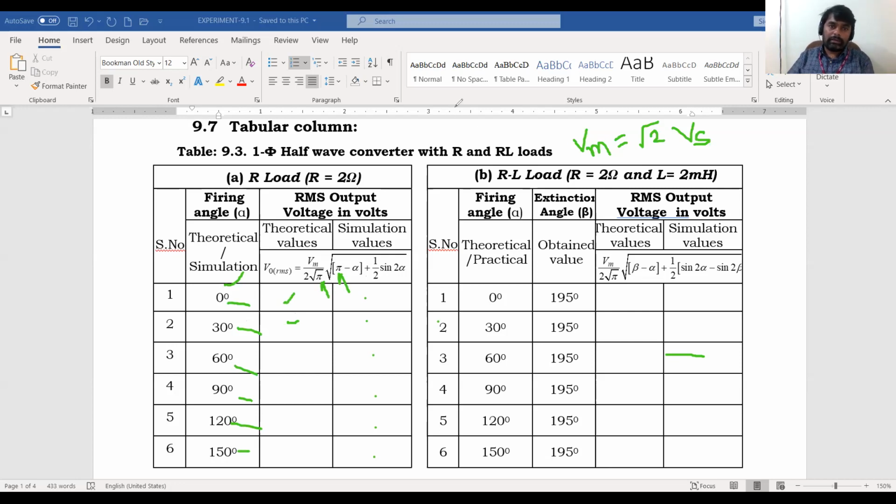Now similarly, if you go for the RL load, where R equals 2 ohm and L equals 2 millihenry, for this R and L we obtained in the simulation that beta is about 195 degrees. So now this is the RMS output voltage in the case of the RL load. At different values of alpha, beta is 195 degrees. You just substitute all those things here, and you can find out the RMS output voltage theoretically for the RL load also. And these theoretical values should match your simulated values.